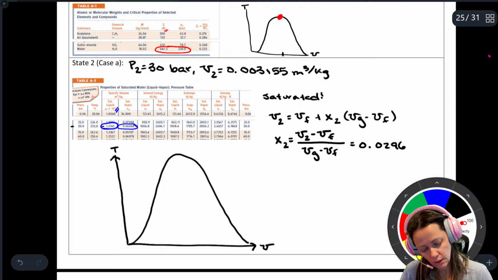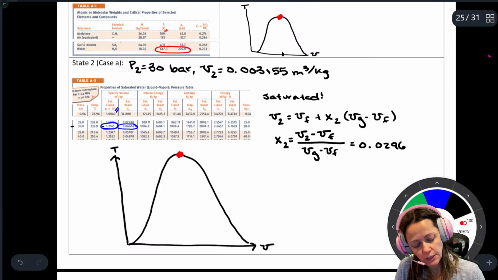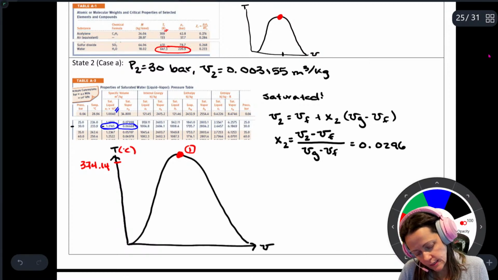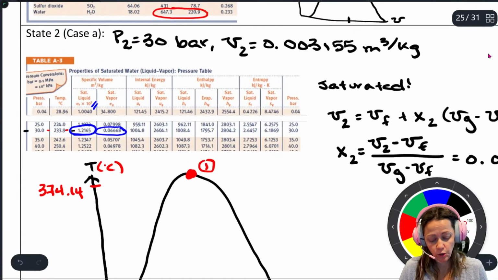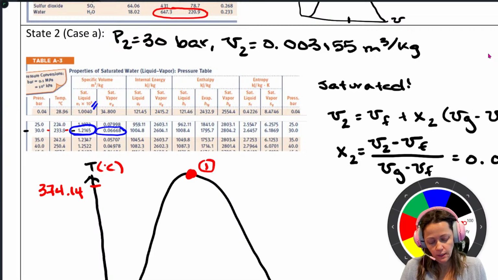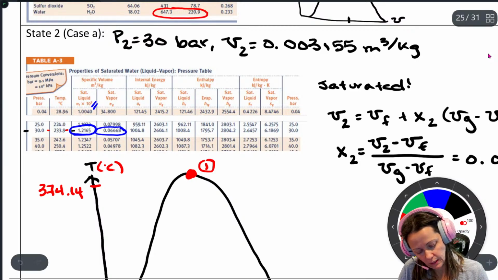And then if I wanted to draw it on a TV diagram, okay. So clearly state 1 is up here at the top. This is my 374.14 degrees Celsius. And then state 2, oh, the only possible temperature that you could be at and be saturated at 30 bar would be 233.9 degrees Celsius. So let's put that guy right there.